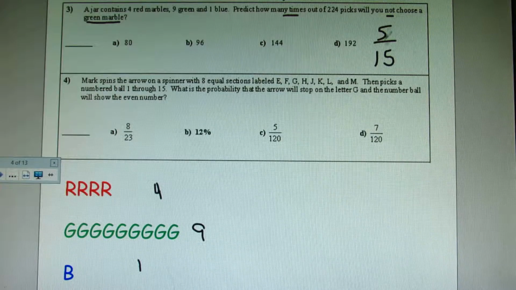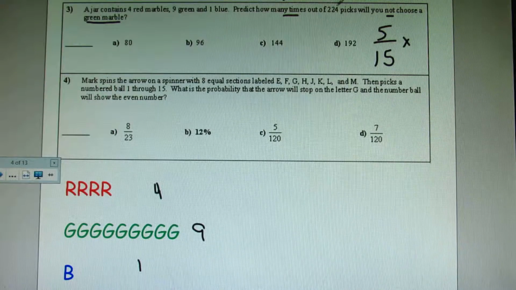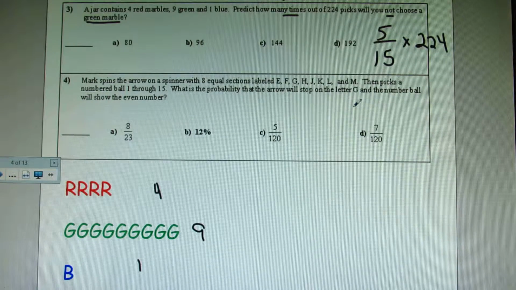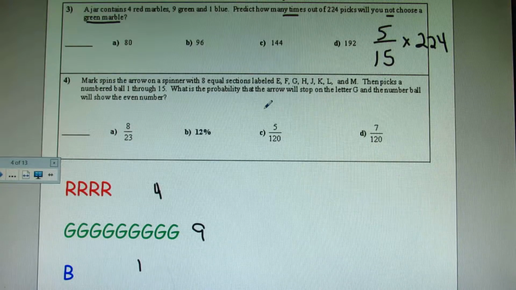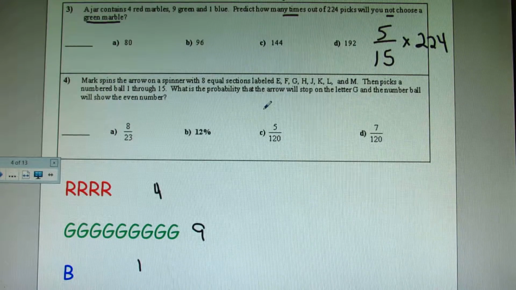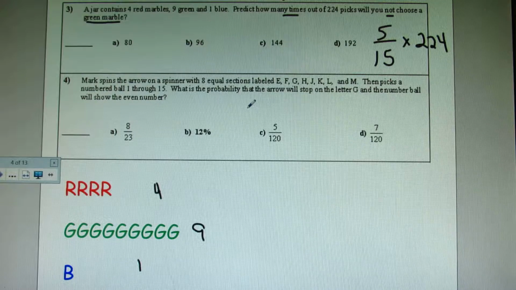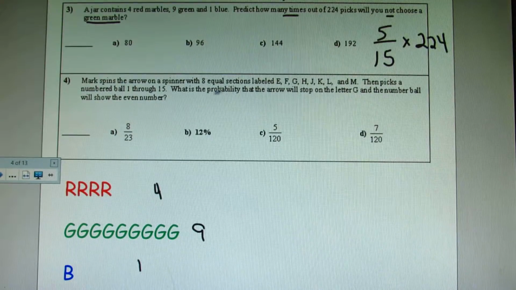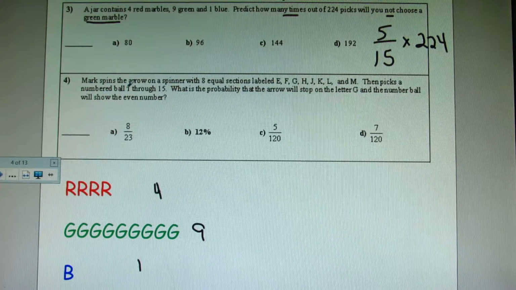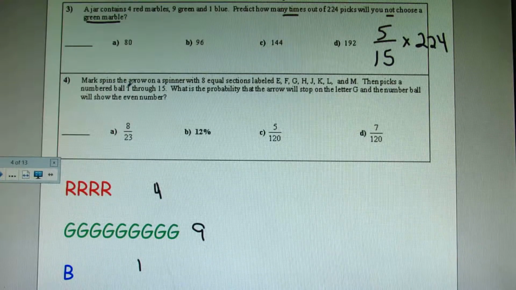And I want to take that fraction and times it by the number that I'm trying to predict out of. And what will I get? 5 out of 15 times 224. Sorry, technical difficulties with my calculator. Uh-oh, I didn't get one of these answers. Did I do something wrong? Maybe.